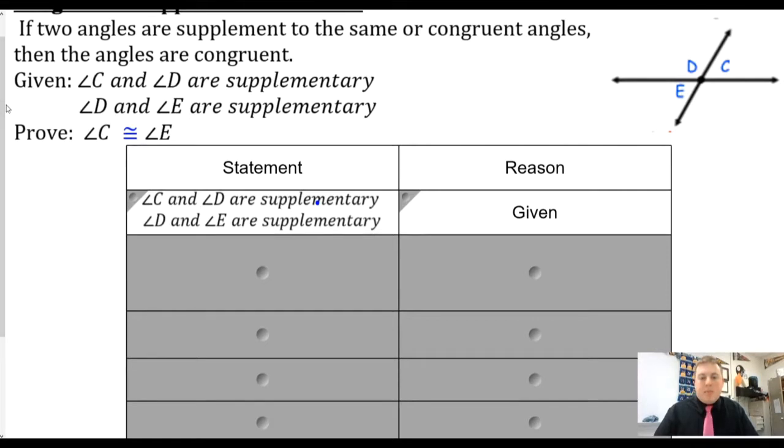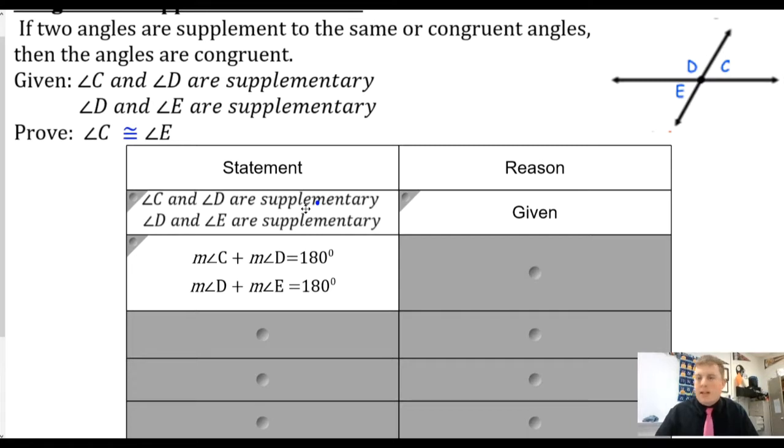The next step, we got to think about what supplementary means. If we just think about the basic definition, it's that they're going to be two angles that add up to be 180 degrees. So that's what I'm going to make my next statement.